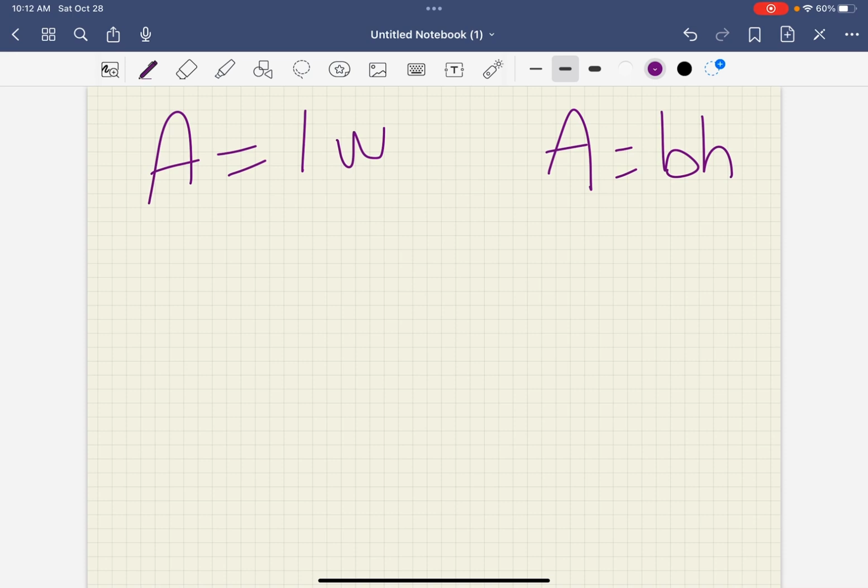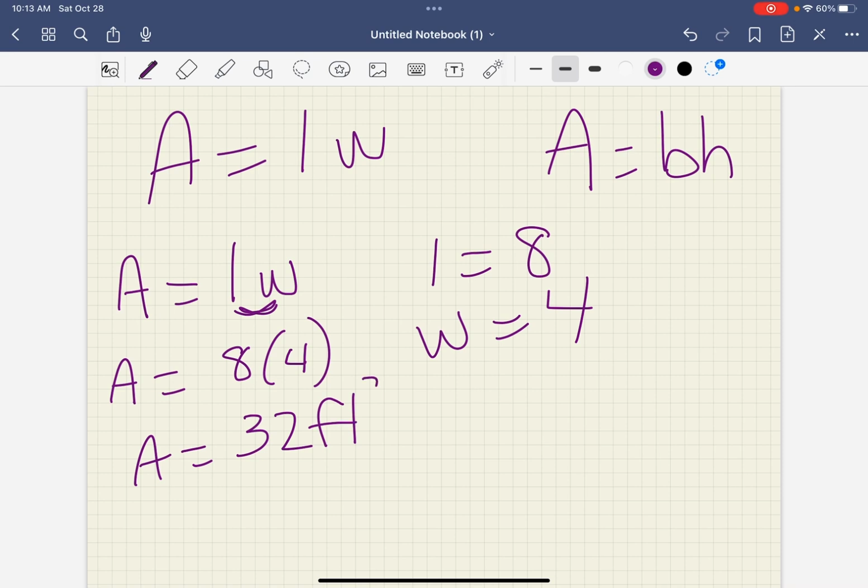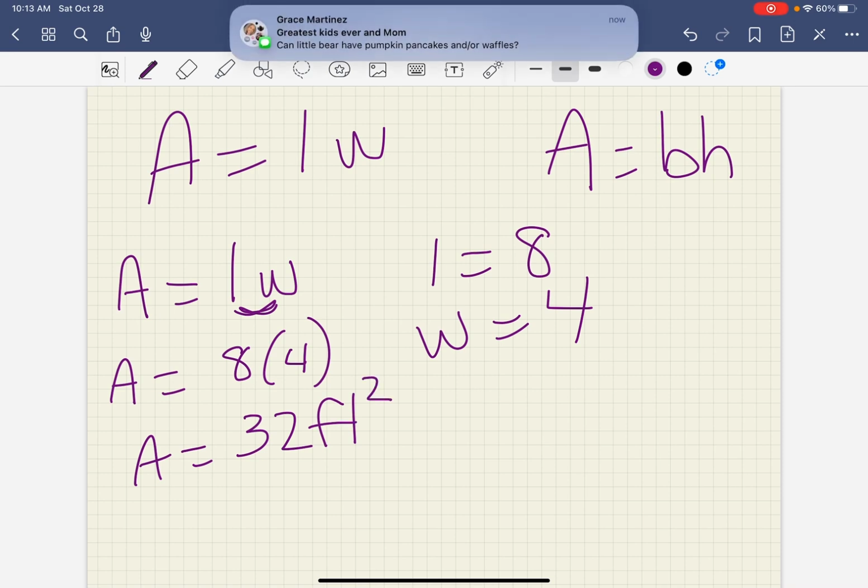So it says find A in this formula when L is equal to 8 and W is equal to 4 feet. So we simply plug them in, and remember when letters are written next to each other like this, it means they're being multiplied. So this is 8 times 4, so A would be 32, and then you go back and look and it said the units were feet, so this would be feet squared. Remember, any kind of area has square units.